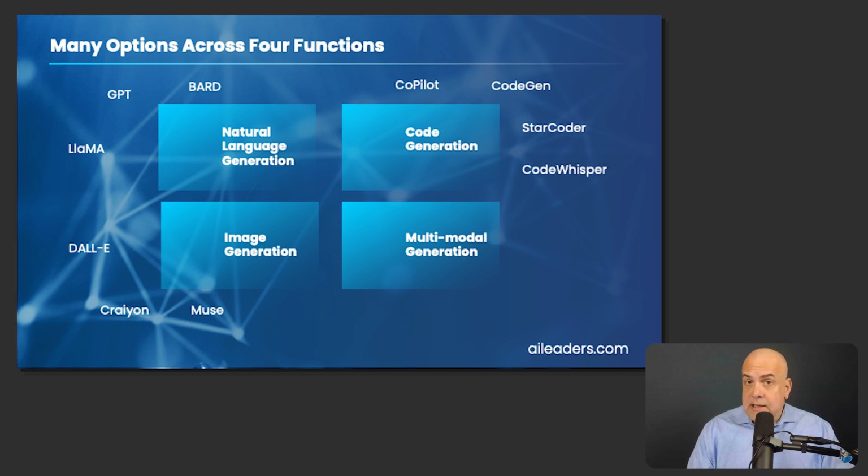DALL-E, which is tightly aligned with the OpenAI GPT offering, it's a for-fee service, but creates pretty phenomenal outputs. Crayon is free. So you can literally write a text description of something that you want in Crayon, and it will convert that into a drawing. And those are high quality and they're free. Muse is another that is available there.